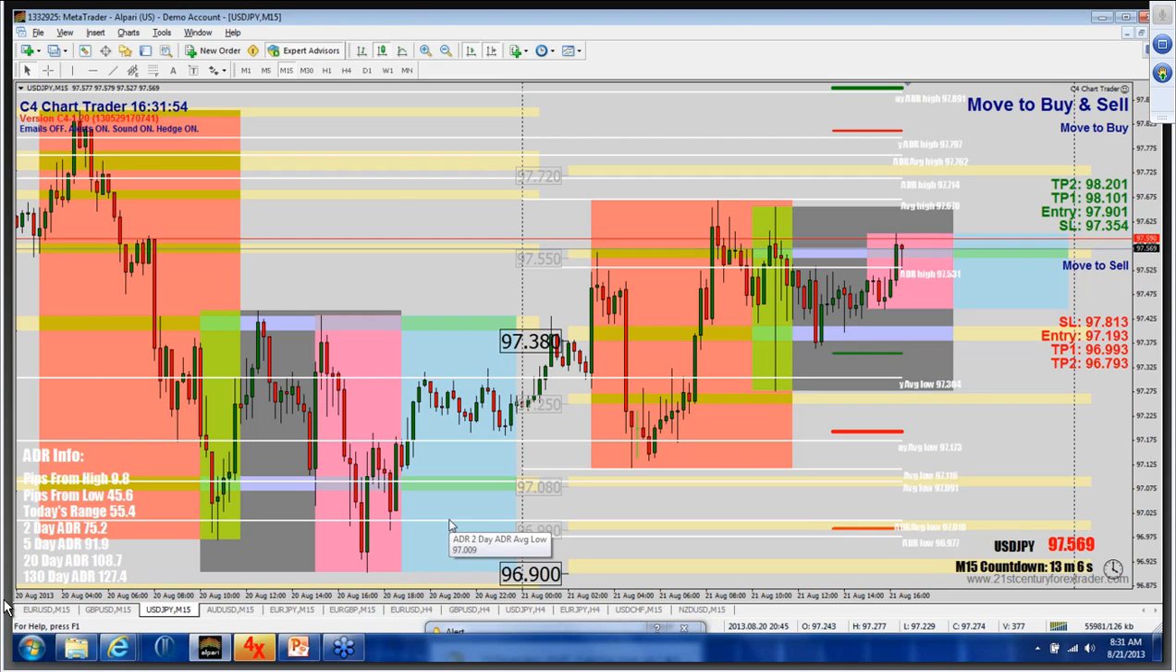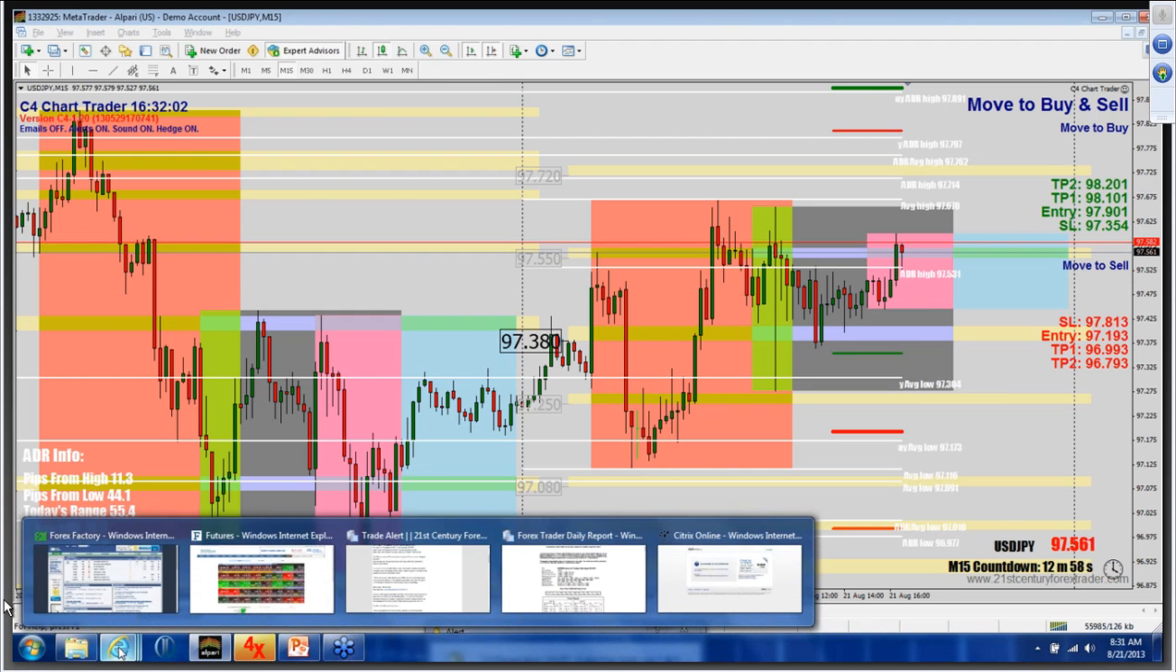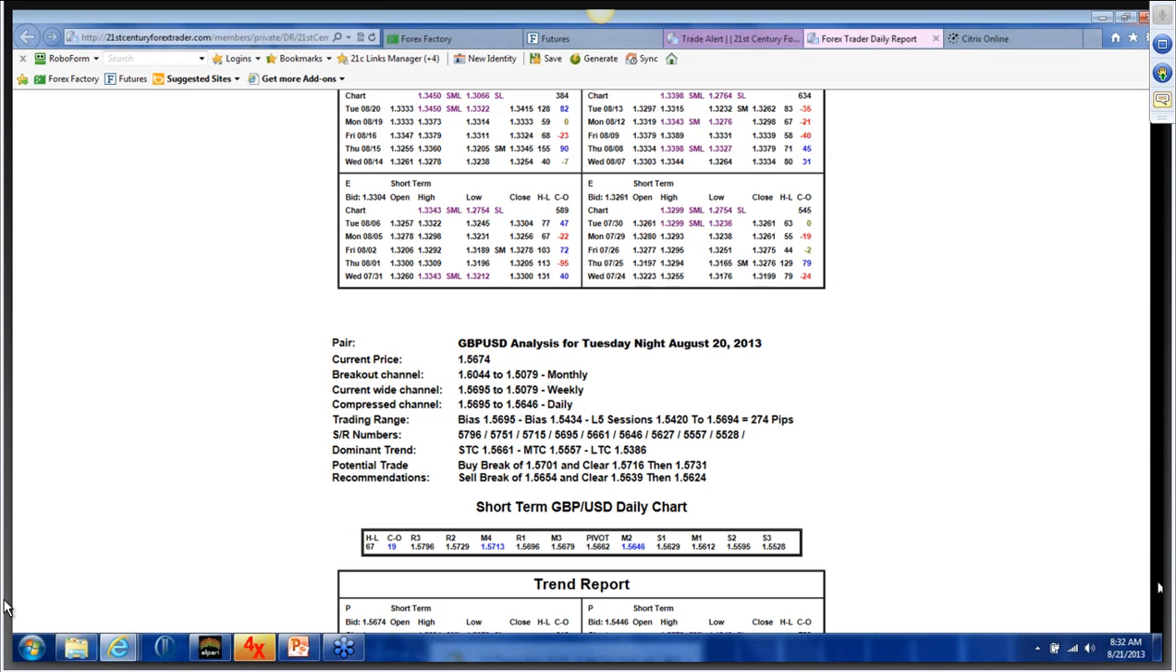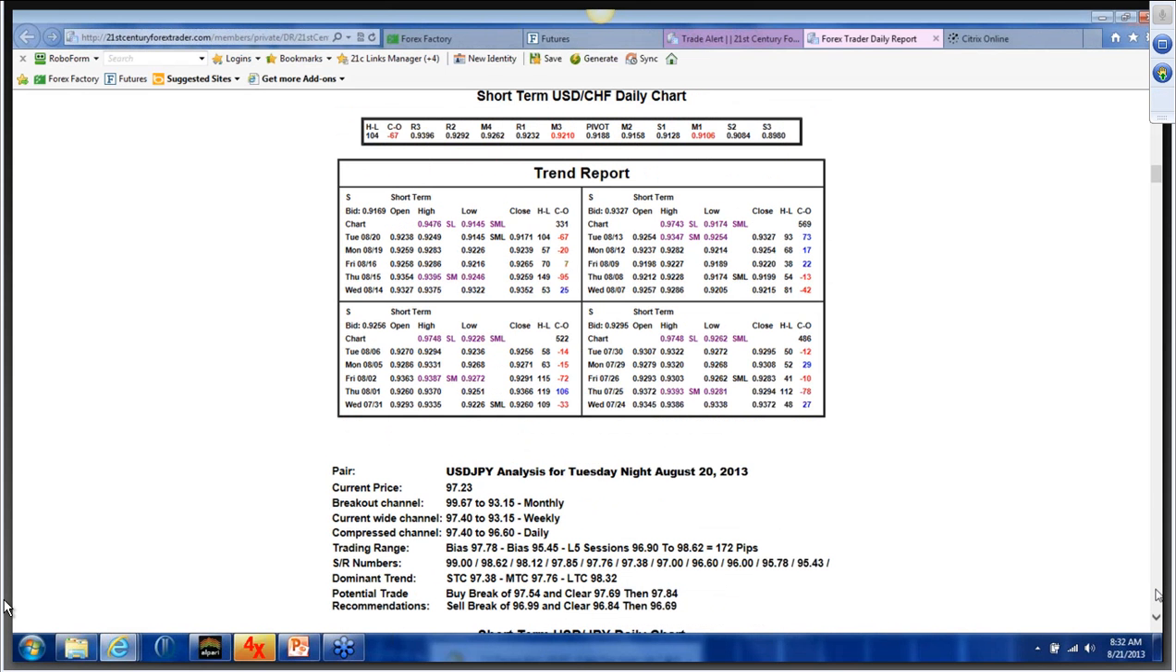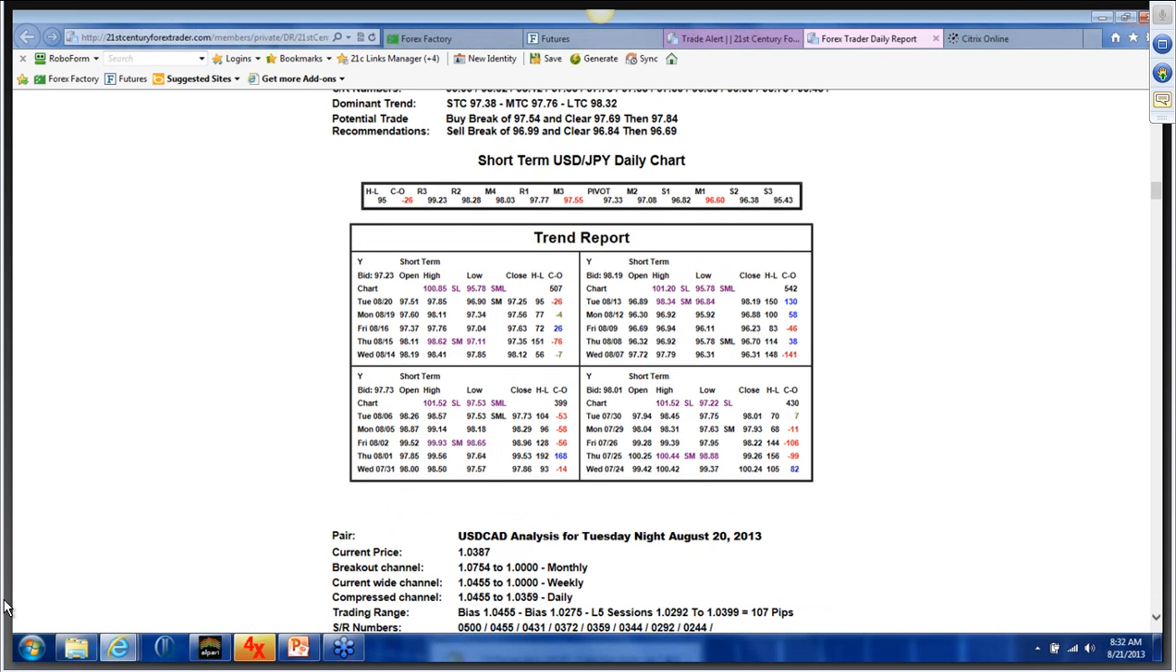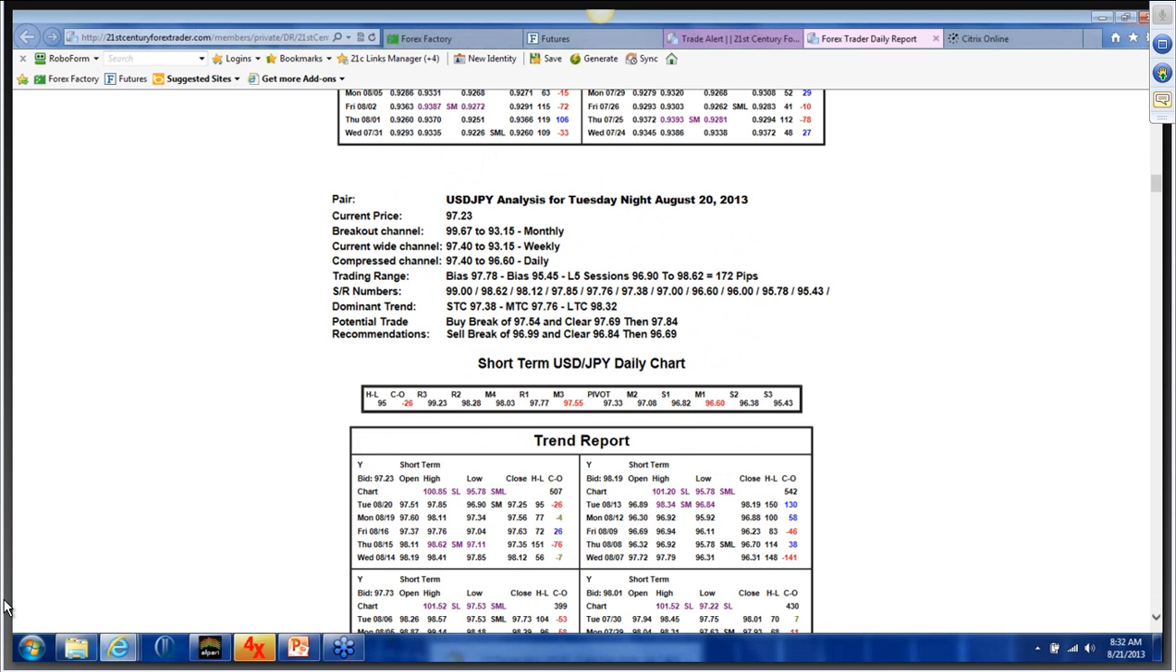So USD JPY, 97.57, and our channel information on this one lets us know that we have a channel bottom at 96.60 and 97.40 as our channel top. 97.40 is our channel top, and that's a 2 of 3 channels, so a little bit stronger area there, by the way, and we'll see how that's looking in a second.